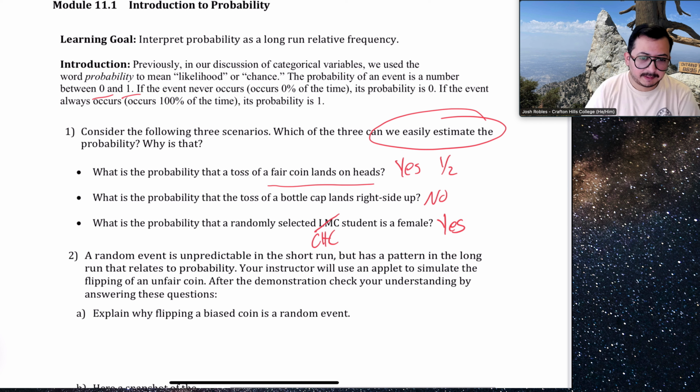These are all much different types of probabilities. The coin one is very theoretical. The next one is very simulation based. We have to actually test it. And then the last one's kind of in the middle. It's not really a simulation. It is more theoretical, but it really depends on exactly how many females there are and how many total students are on campus.